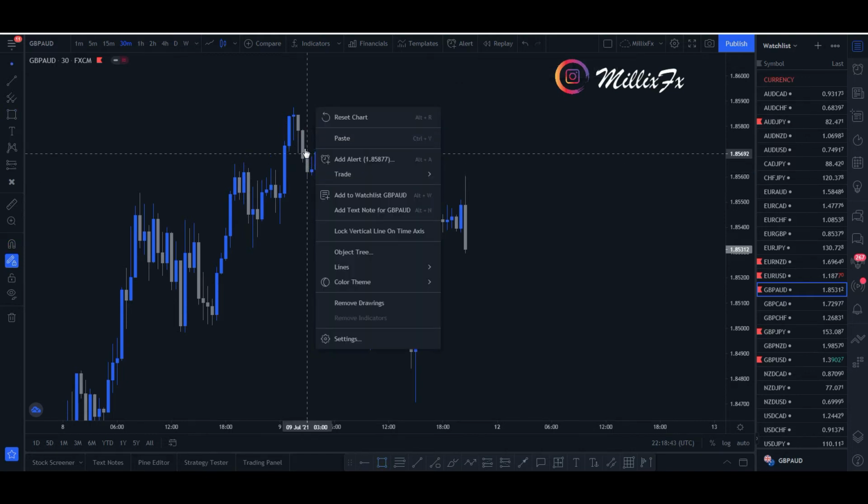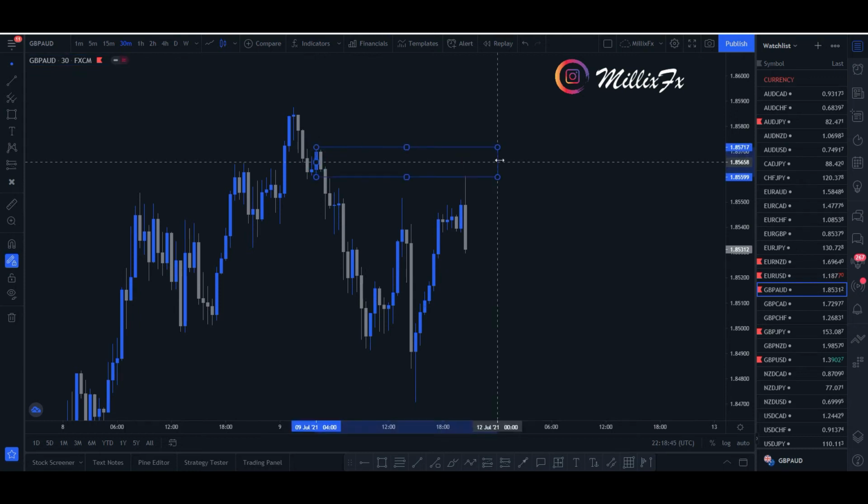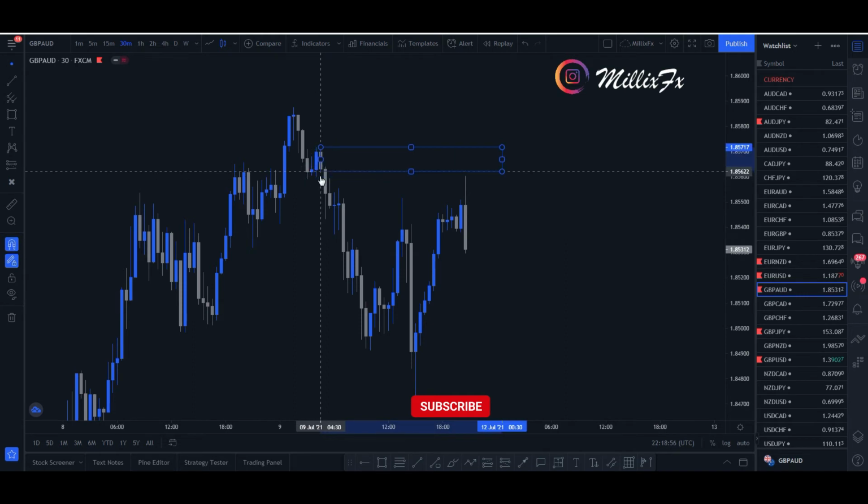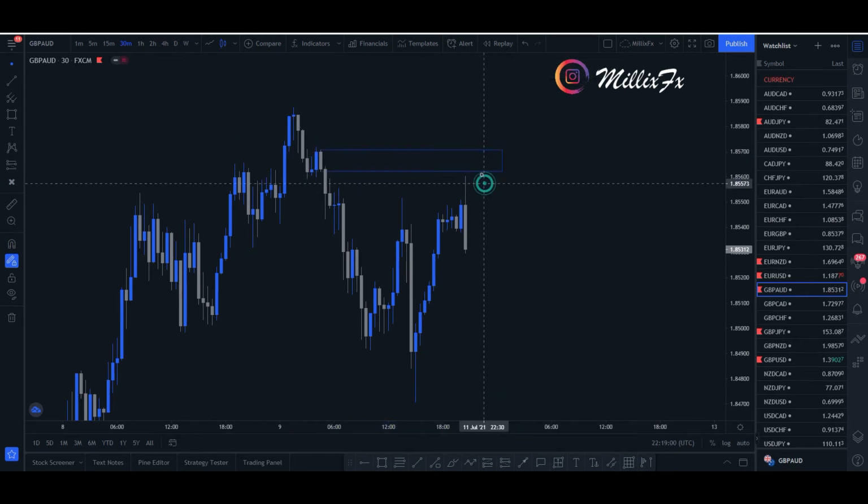But you can see as price came, it was not able to engulf this particular one. So I'll move my order block to this particular one right here, right? And then you can see this is now my order block. So price just missed the entry by, I think, 1 pip. Okay, 2 pips, by 2 pips.